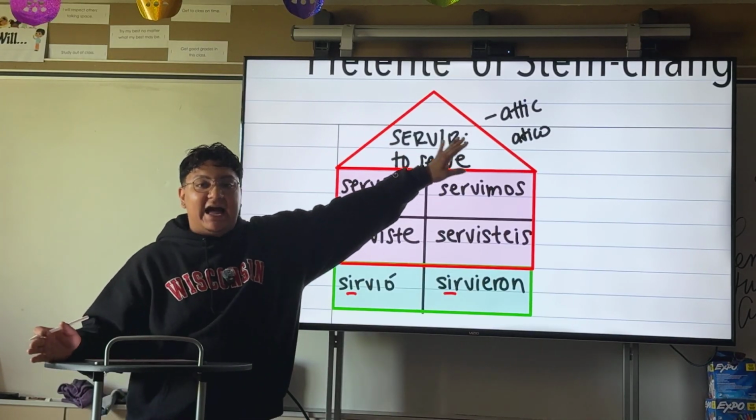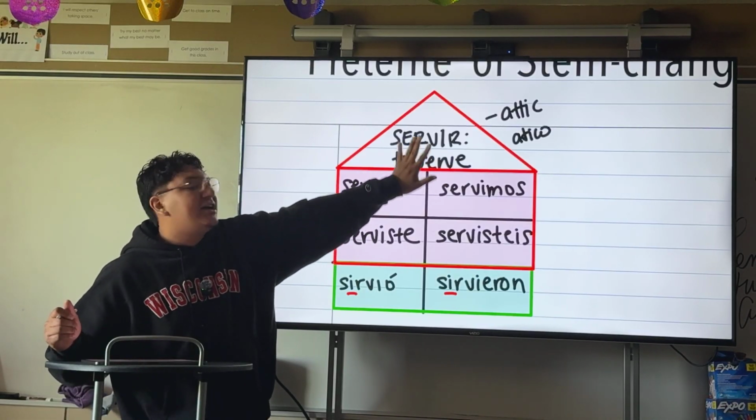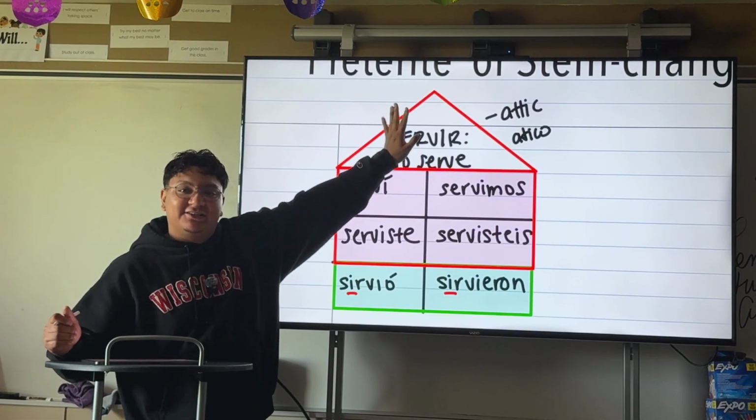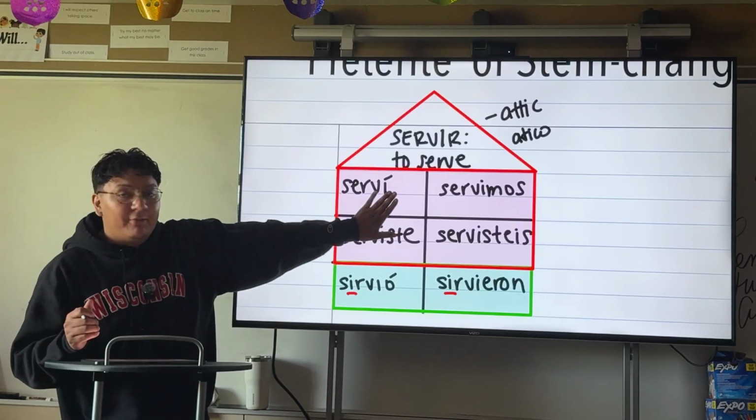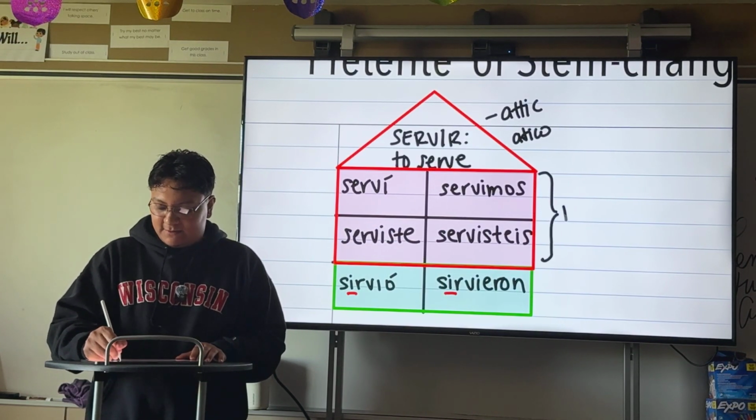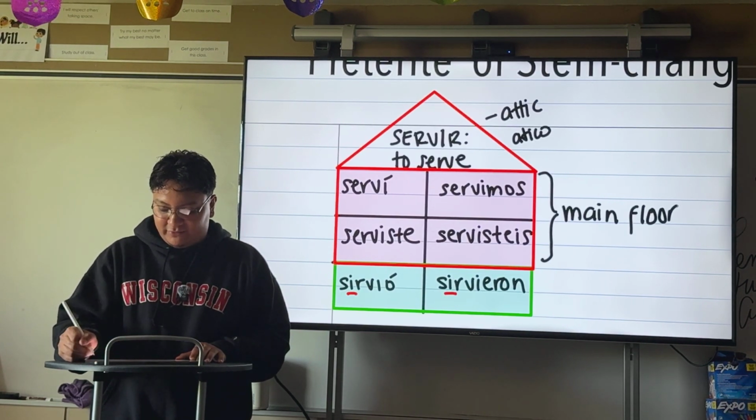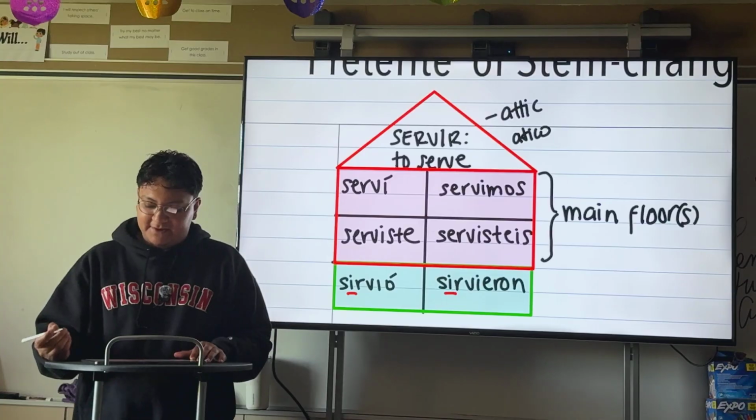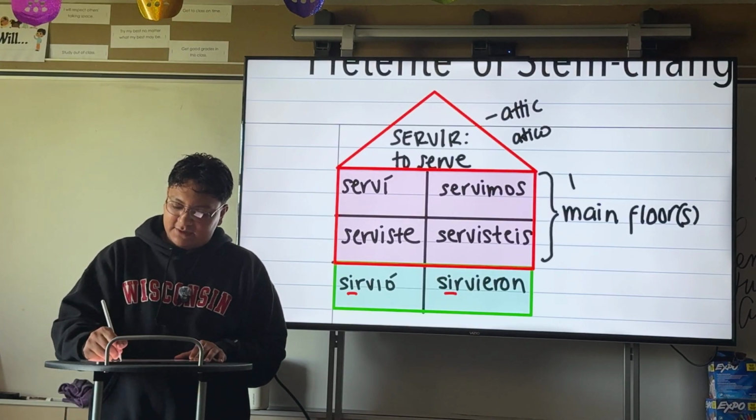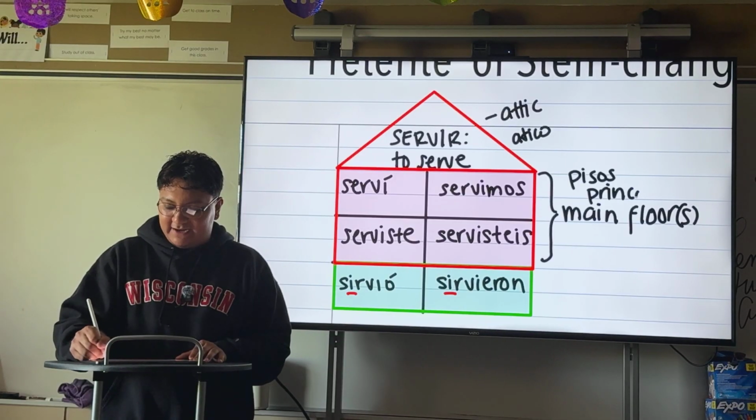And this is where we have our verb that we are conjugating, right? So we have servir, so that's what's in the attic. It's stored away in storage. We're not touching that. Our main floors is what we call the first two rows, right? Main floor or floors, however you choose to call it, or in Spanish, pisos principales.